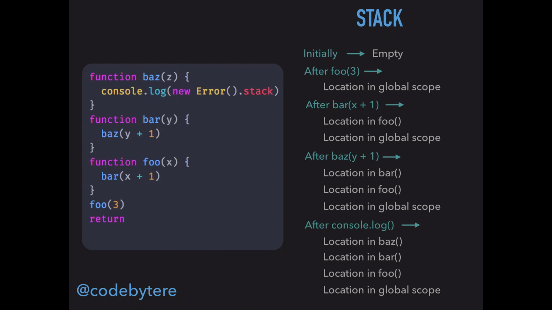When console.log is called in baz, the call stack is printed to console. Next, each of the functions terminates, and each time, the top entry is removed from the stack. After foo is done, we're back in global scope, and the call stack is empty. At the end, we return, and the program is terminated.